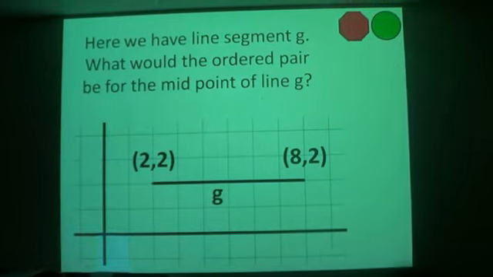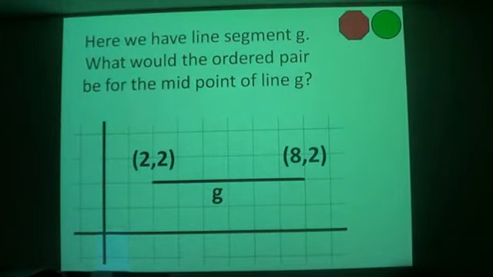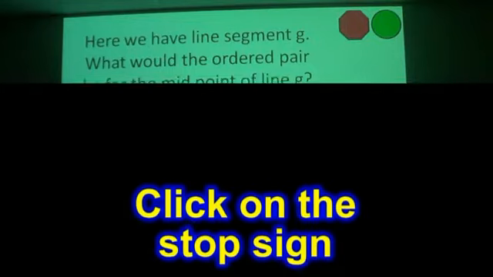All right, here we have a line segment G. We know it's line segment G because there's the name right there. What would the ordered pair be for the midpoint of the line? Click on the stop sign and try to work it out.